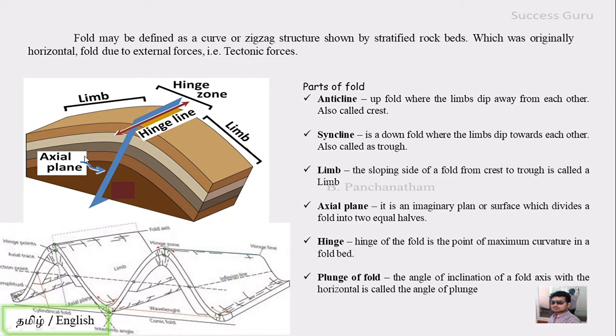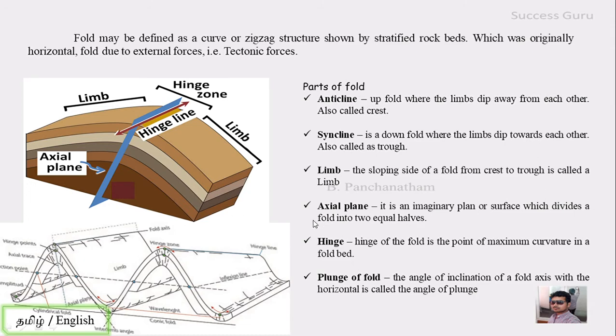So this will be an anticline, which is dipping away from each other, and this will be a syncline, which is dipping towards each other. This is called a crest, and this will be called the trough. And the limb is the portion from this crest to trough.